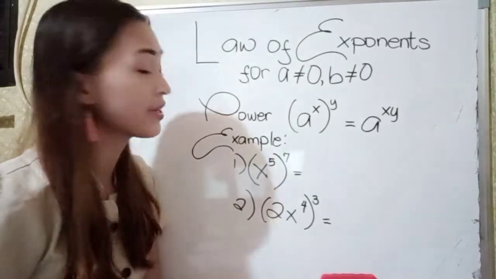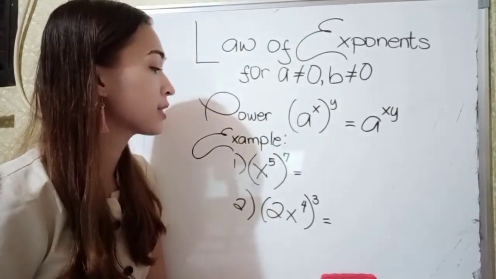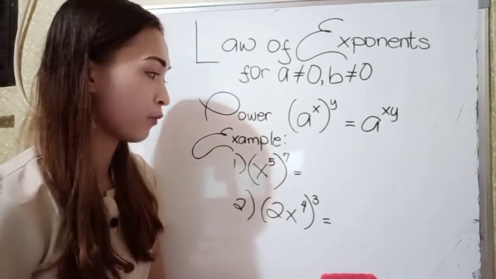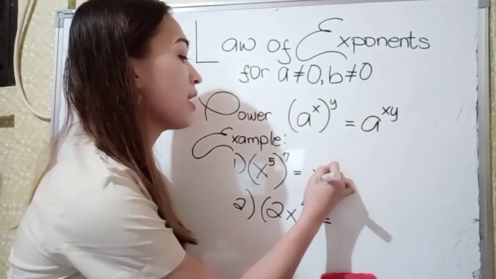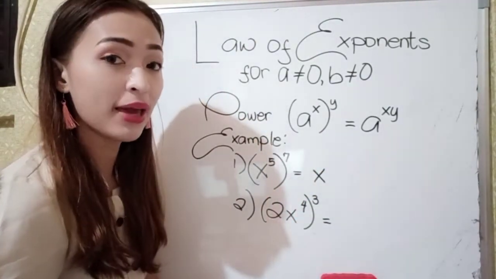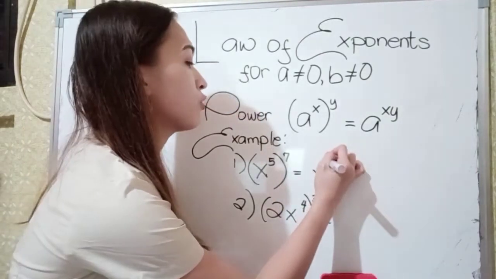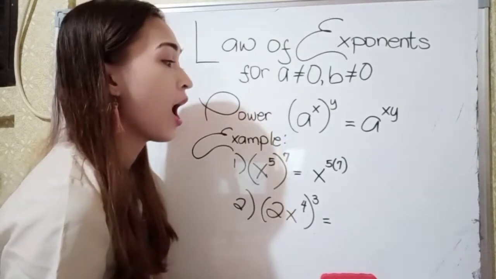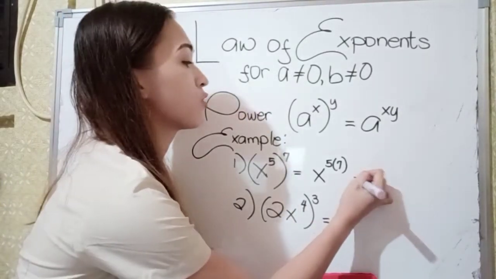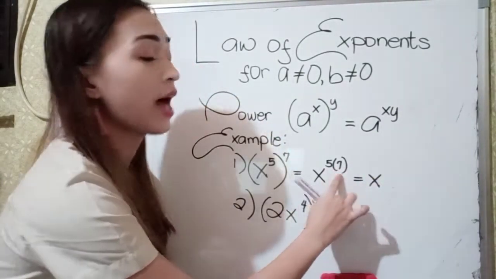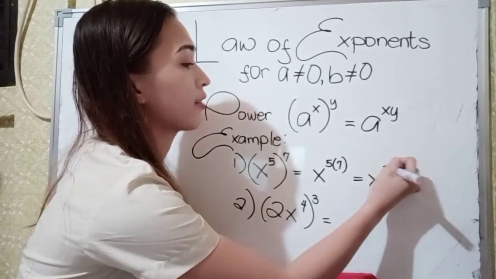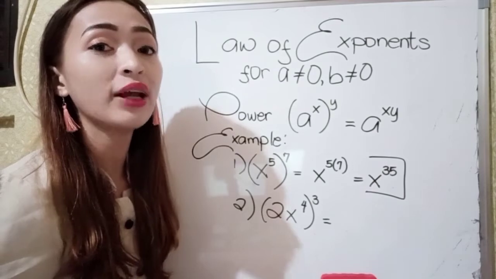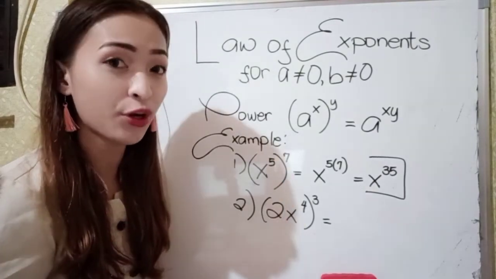So I have here the example. x raised to 5th power raised to 7th power. Again, just copy x, the base, and then multiply the two exponents 5 and 7. So 5 times 7 is 35. Our answer in number 1 is x raised to 35th power.